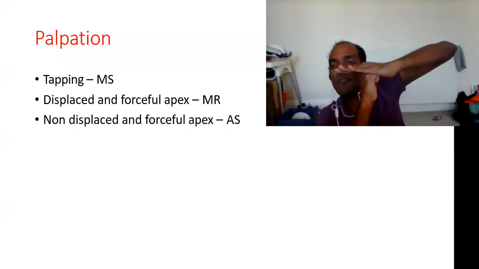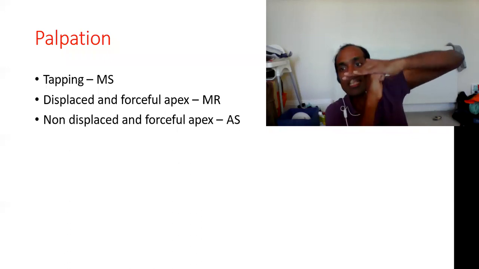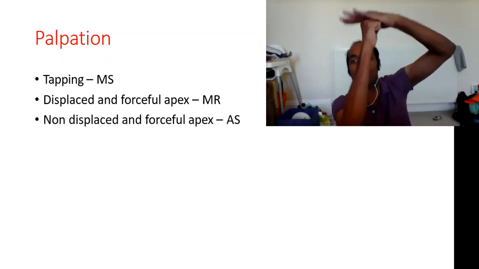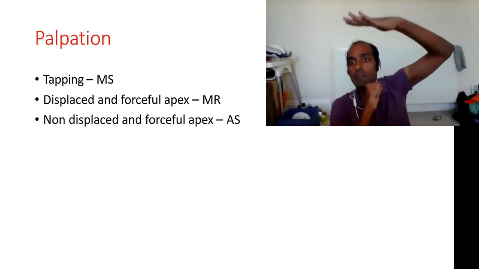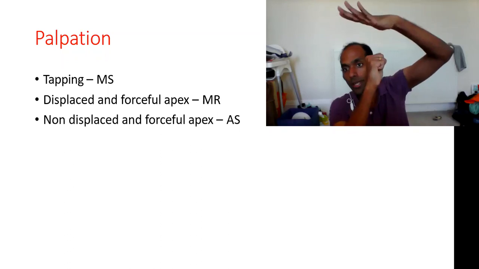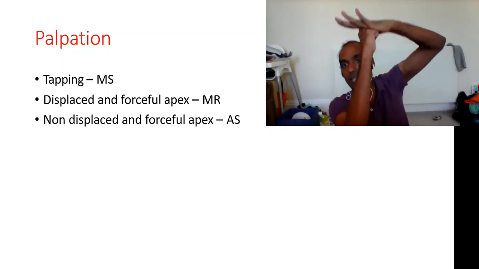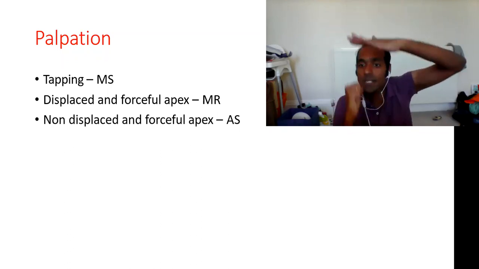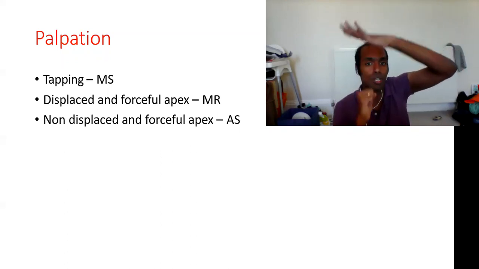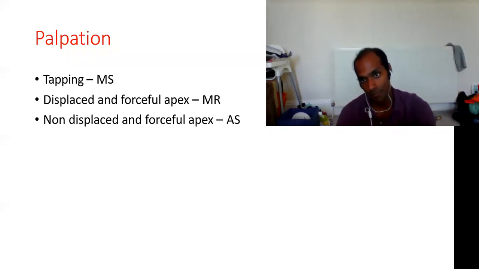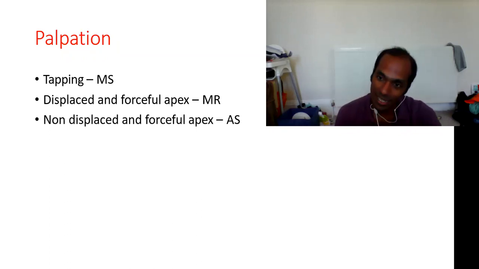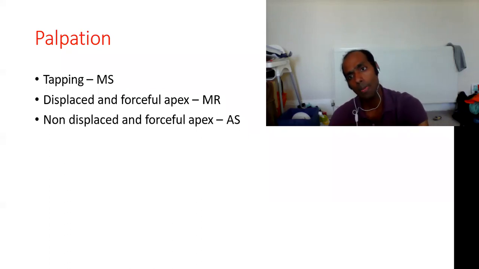Remember, it's like lifting a major weight, with a lot of resistance across the valve. It causes a heaving apex. Thrusting apex is volume overload. Heaving apex is pressure overload. So write the word down: pressure overload. And that is aortic stenosis. A heaving apex is a non-displaced, sustained, forceful apex, and if you find that, the patient very likely has aortic stenosis.